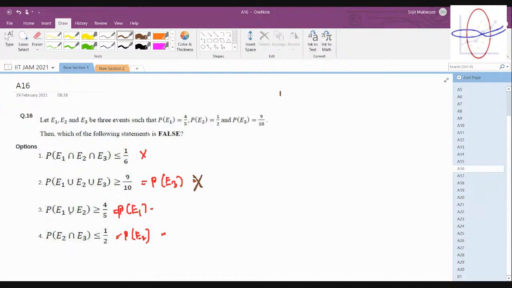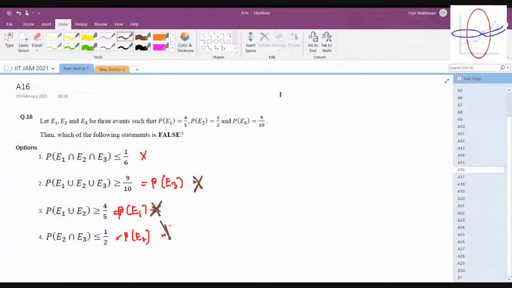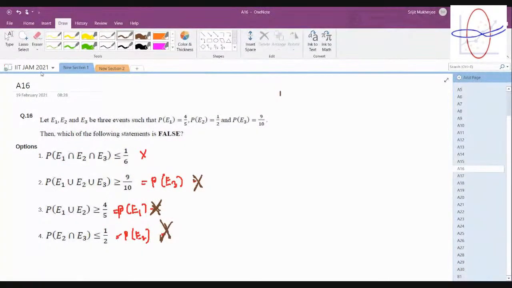Let's see. Probability of E1 union E2 is greater than or equal to probability of E1. That is true, of course, because 4 by 5 is E1, and it's really true. So therefore, it's not false. And probability of E1 intersection E2 intersection E3 is less than or equal to probability of E2, which is half. So it's also not false. Therefore, what we have left is the statement that this probability is less than or equal to 1 by 6. And yes, this is the false statement according to the problem.